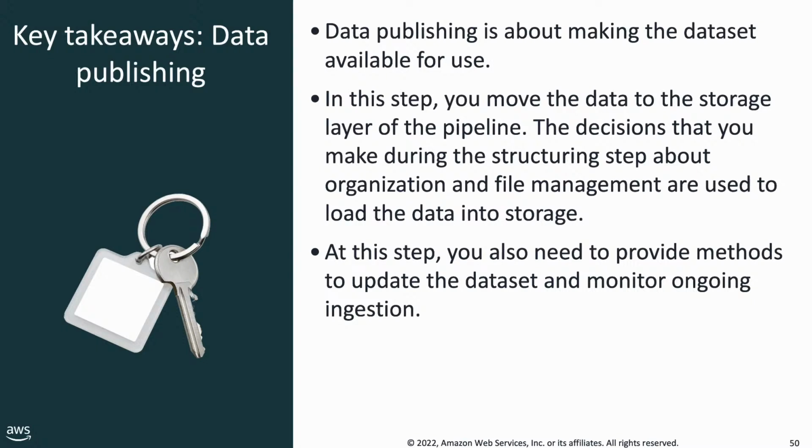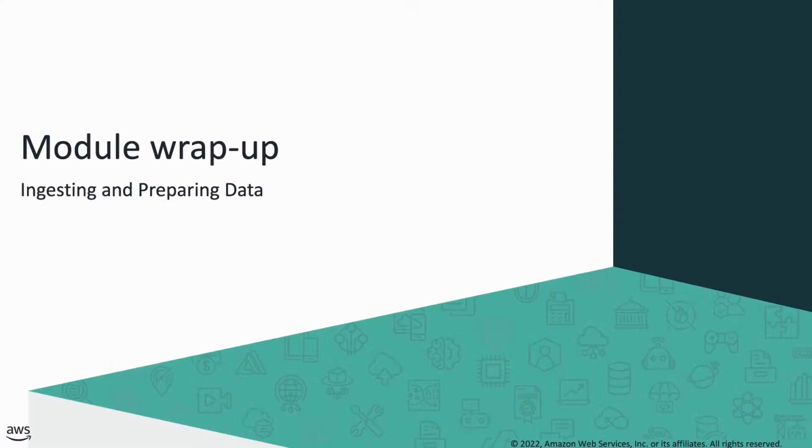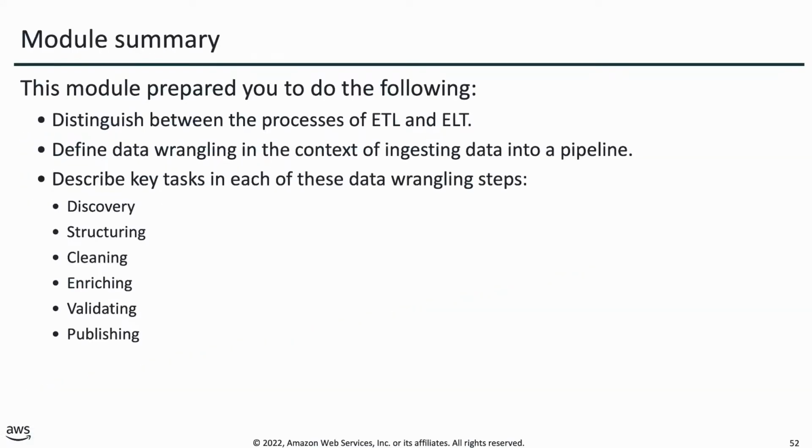To publish the data, you want to move it to a target storage based on decisions you made during the structuring step. And to continue to make the data available, you need to set up a method to update the data on a timely basis as well. So we talked about a lot of stuff here, and really we should wrap things up now and go over some of the key concepts. And the module talked about the extract, transform, and load, or ETL. Also, we talked about extract, load, and transform, or ELT, and we talked about the steps involved.